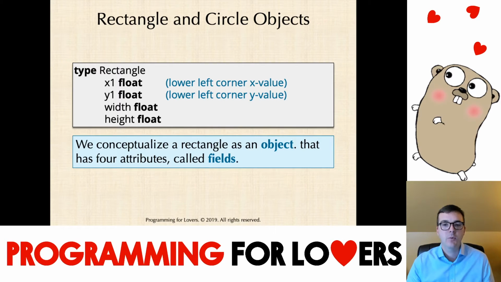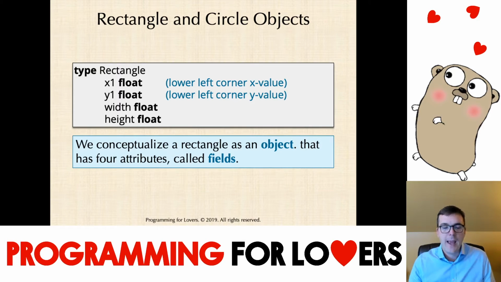And I'm going to conceptualize this rectangle then as an object that contains these four attributes: the x and y coordinates of its corner, as well as its width and its height. And these four attributes are going to be called fields. So I've provided a generic language-independent way of writing out what are the fields of an object. I'm going to declare an object type. So I'm thinking about a rectangle object, and it has these four fields.